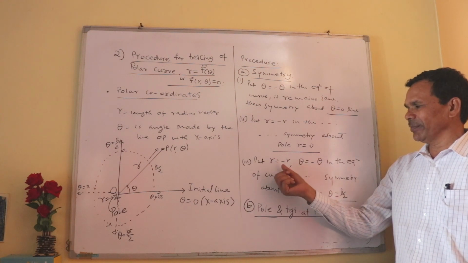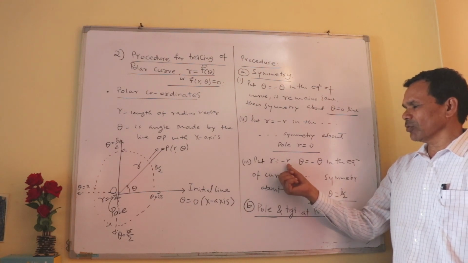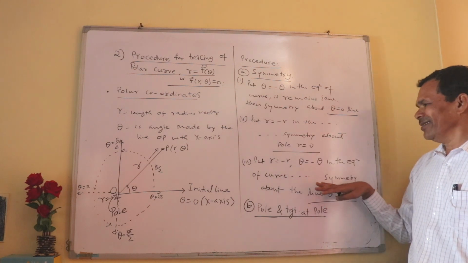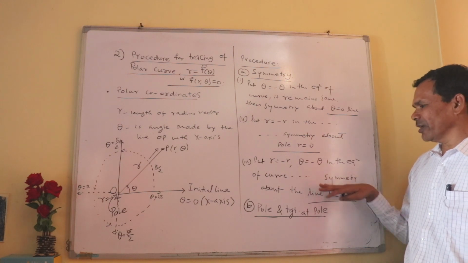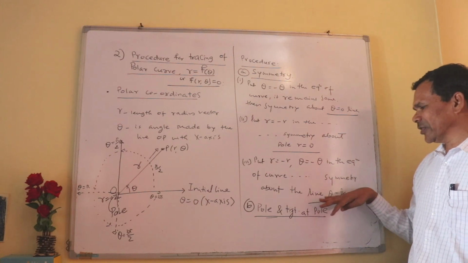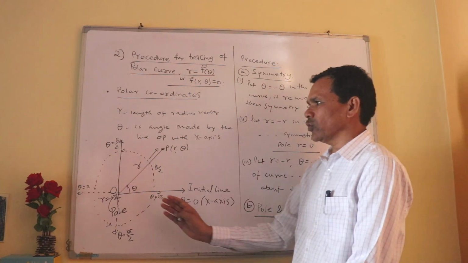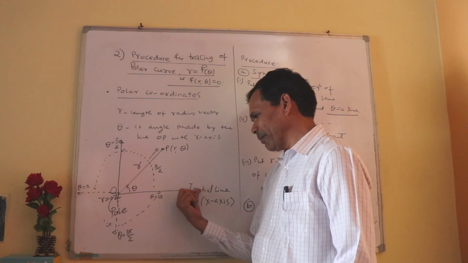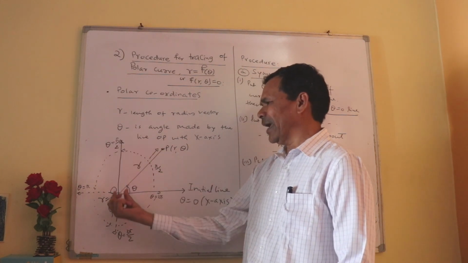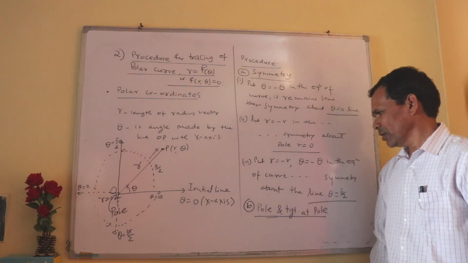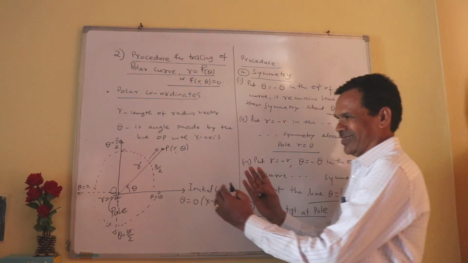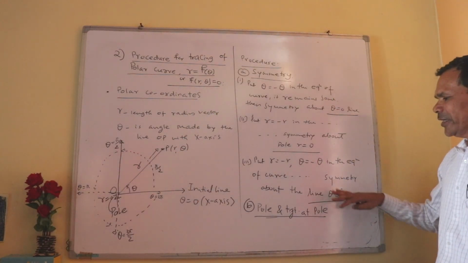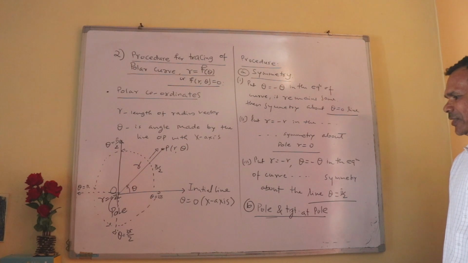Similarly, the third point of symmetry: if we put r is equal to minus r and theta is equal to minus theta in the equation of the curve, and the equation remains the same, then the curve is symmetrical about theta is equal to pi by 2. Theta is equal to pi by 2 is the line passing through the pole and perpendicular to the initial line, or in Cartesian it is the y-axis. So the curve is symmetrical about this, meaning half the part is located on this side and half on this side. So that is the first point, symmetry.